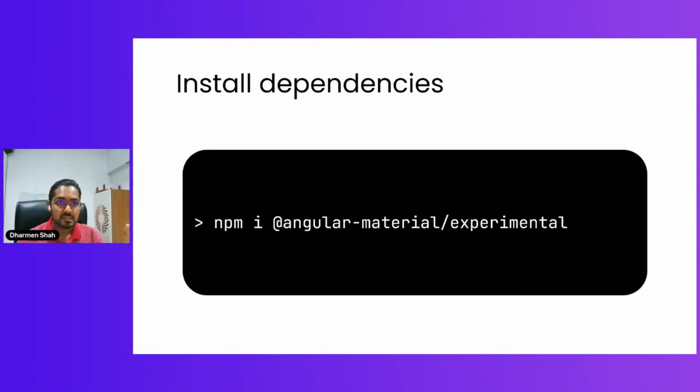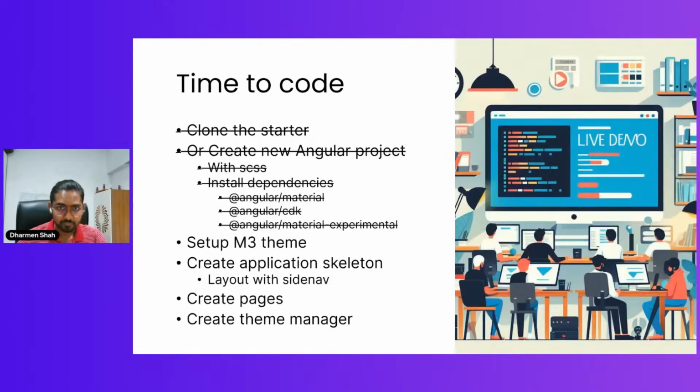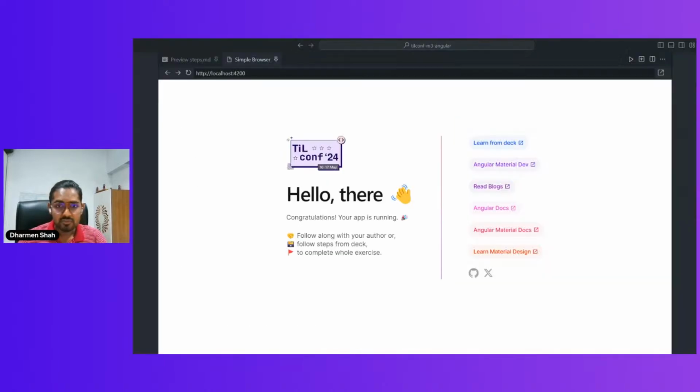Because as I mentioned earlier, Material 3 is still experimental. It is not stable. So we'll have to use this package. This package is also part of the official Angular Material ecosystem. It is not developed by some other team. It is also developed by the same team who maintains the Angular Material library. Okay, fine.